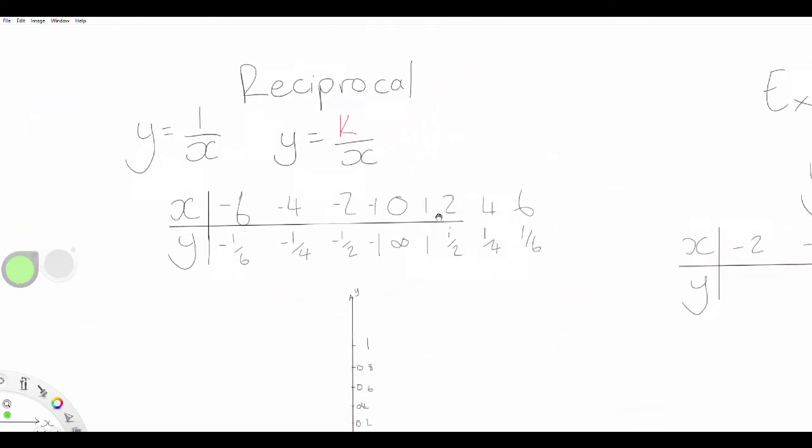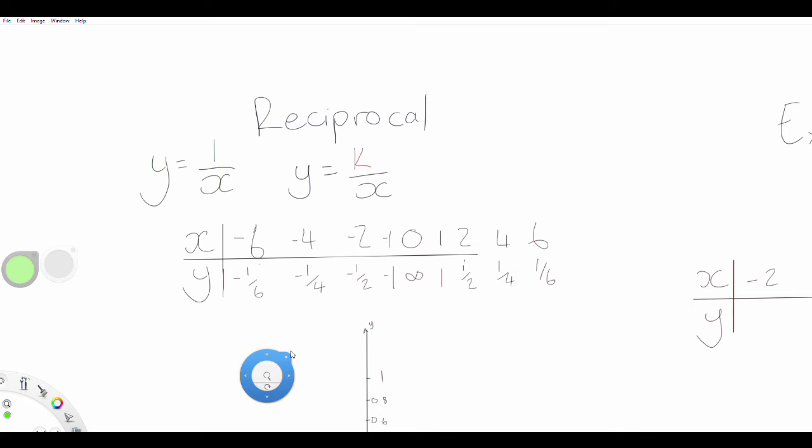Next one, let's look at a reciprocal. So we said in arithmetic, reciprocal was the opposite of a number, so 1 over a number. So the reciprocal of 3 is 1 over 3, 1/3. And here with our example, we've got 1 over x. So that's our reciprocal equation, our algebraic equation, and we've plotted the x and y values out there.